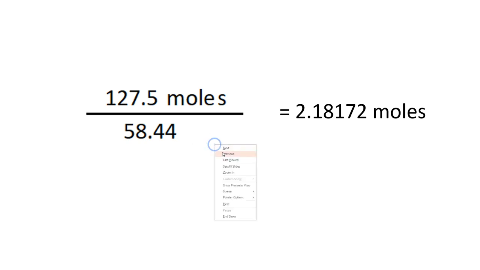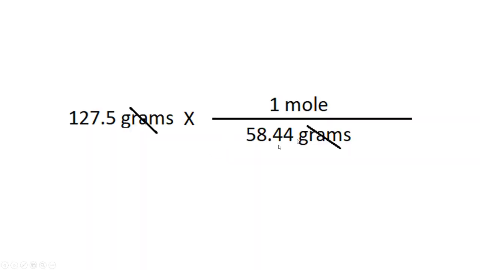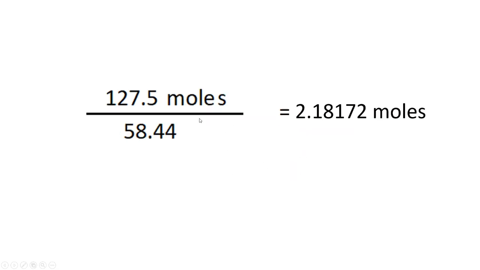Where's grams? Well, remember earlier that grams cancel out. If you have grams in the numerator and grams in the denominator, then grams cancel out. They get removed, and all you have left is moles. So how do you solve a problem like this? Well, this fraction tells me that it's a division problem. 127.5 divided by 58.44. I put that in my calculator, and I get 2.18172 moles.